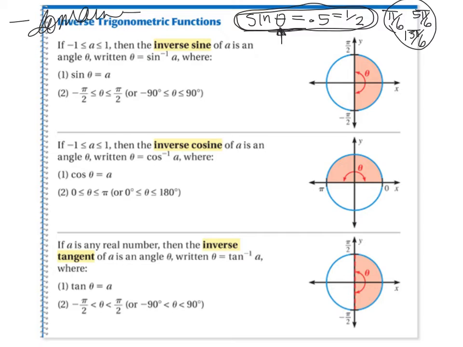So if -1 is less than a is less than 1, then the inverse sine of a is an angle theta written theta equals sine to the -1 of a. Okay, sine to the -1 of a. So we've got this one written. I would say sine to the -1 of 1/2 equals theta is what we're referring to.